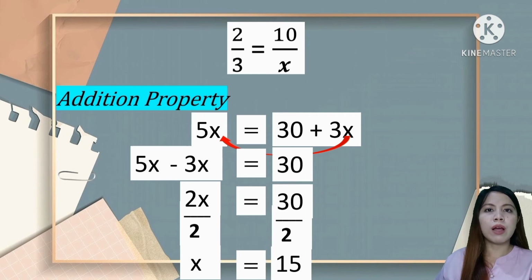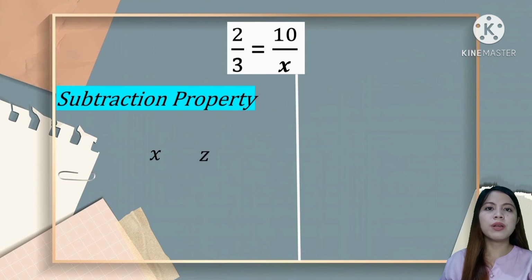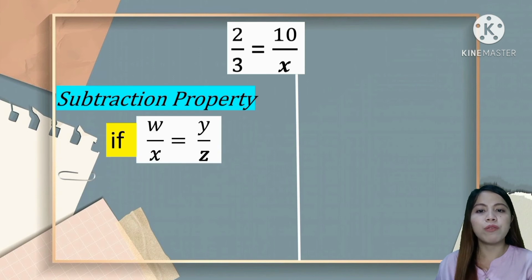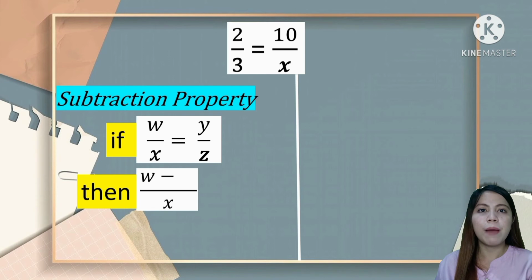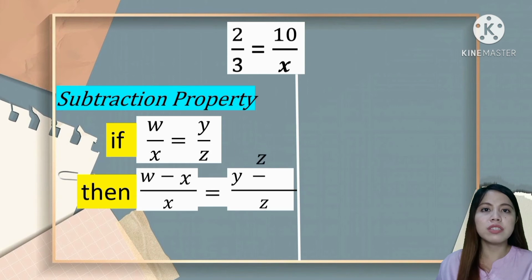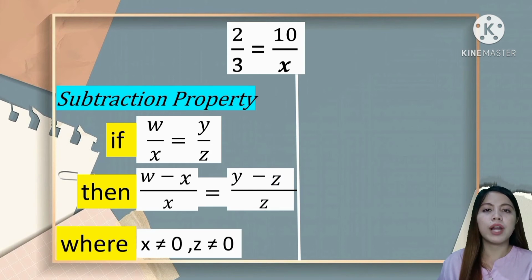None. Now, let us use the last property, which is subtraction property. Subtraction property states that if W over X is equal to Y over C, then W minus X, which is the denominator, over X is equal to Y minus C over C, where X and C is not equal to 0. Let us try it in our example.